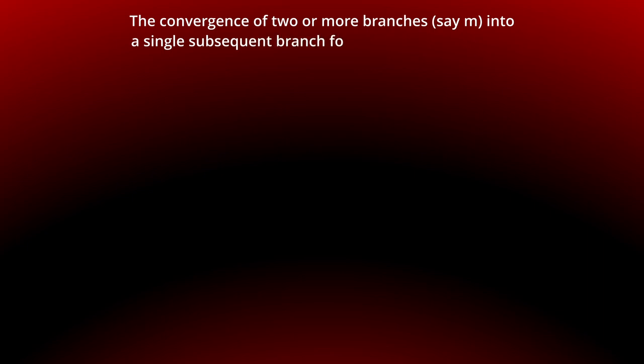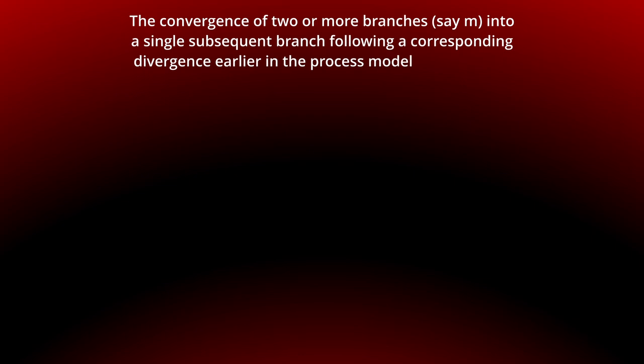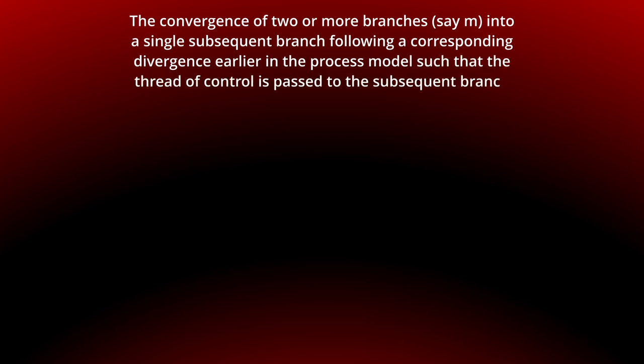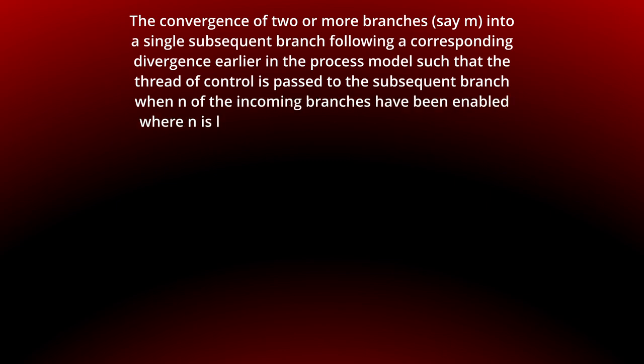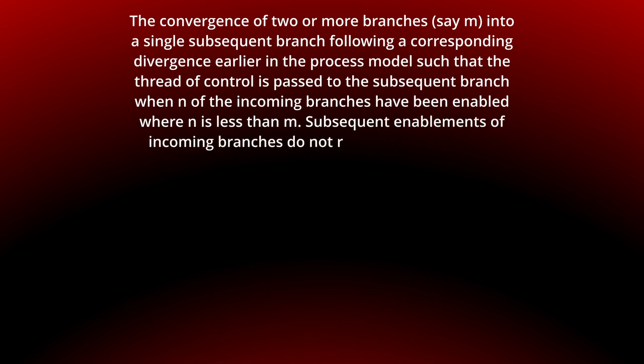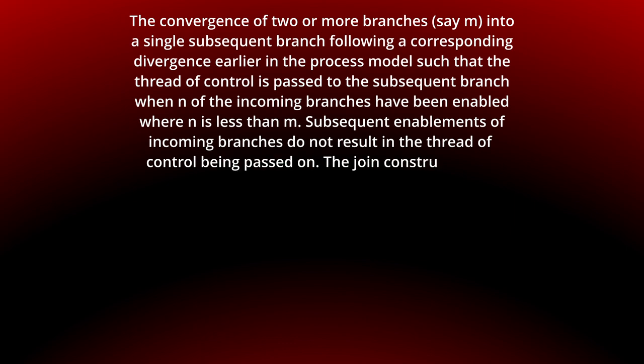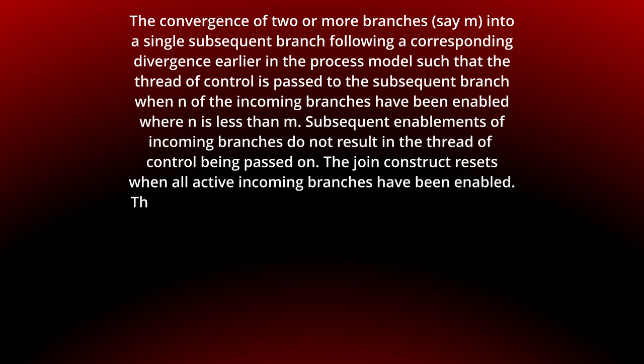Today we look at the structured partial join pattern. The convergence of two or more branches, say M, into a single subsequent branch following a corresponding divergence earlier in the process model, such that the thread of control is passed to the subsequent branch when N of the incoming branches have been enabled, where N is less than M. Subsequent enablements of incoming branches do not result in the thread of control being passed on. The join construct resets when all active incoming branches have been enabled.